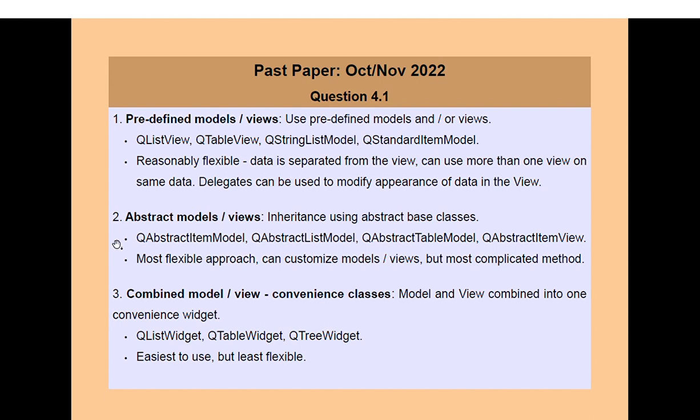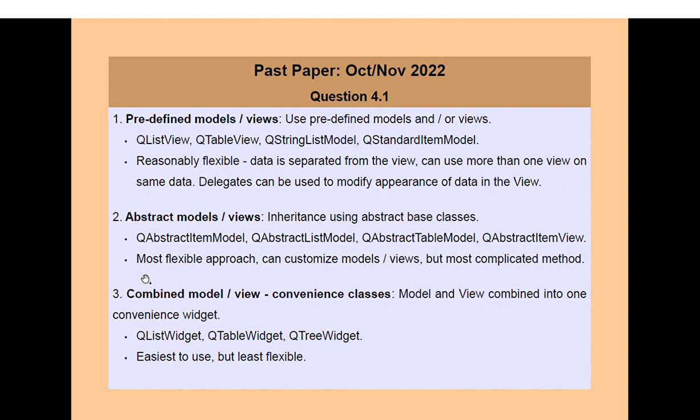Then the next option would be to use abstract models and/or views. That's using inheritance based on the abstract base classes. And just remember, you can mix and match here. You can, for example, use an abstract model in a predefined view, or the other way around, an abstract view on a predefined model. You don't have to use inheritance on both the model and the view. Some of the classes available are QAbstractItemModel, QAbstractListModel, QAbstractTableModel, and QAbstractItemView.